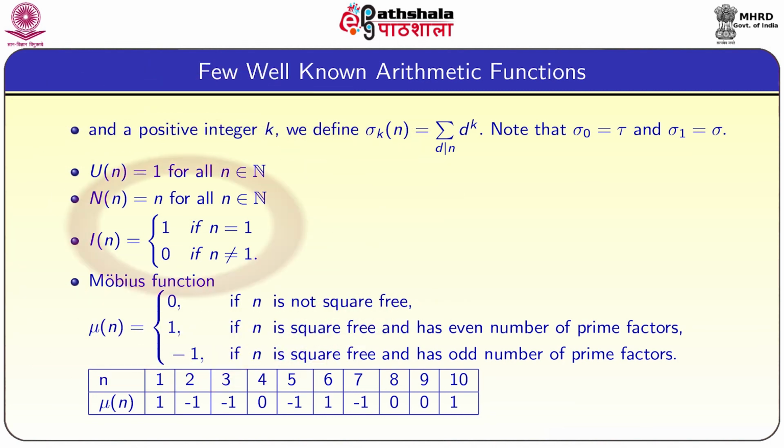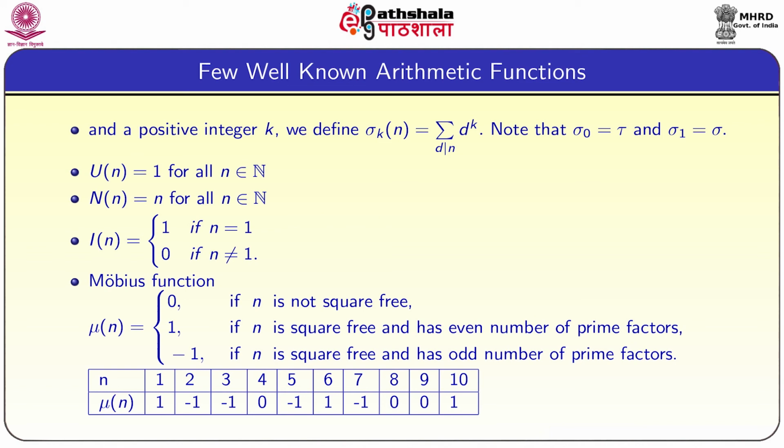One is the function u, where u of n is equal to 1 for all n, that is, u is a constant function; it takes only the value 1 for all natural numbers n. Another is N of n, which is equal to n for all natural numbers n. I of n is defined as equal to 1 when n equals 1, and 0 otherwise. This function has many applications, which we will see in the Dirichlet product and some other places.